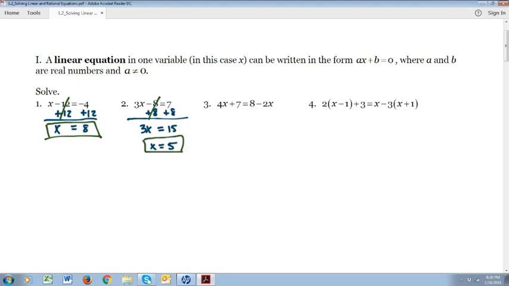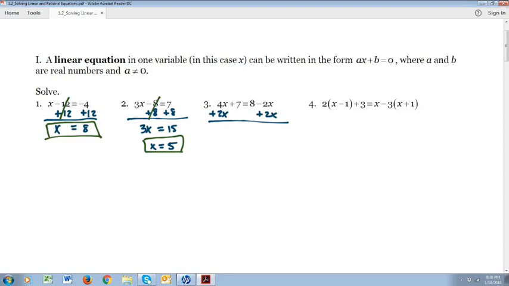Now, number 3, it's a little bit different. This is one of those equations where you have x on both sides. Notice there's nothing I could simplify on either side. For example, on the left, the 4x and 7 are not like terms, so you can't combine them. Same type of thing going on the right side. So in this case, the thing that I'd want to do is get x on one side only.